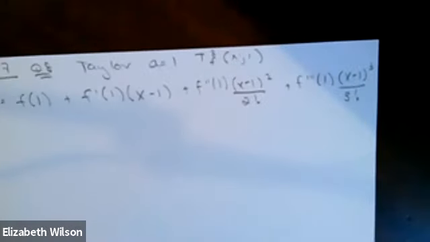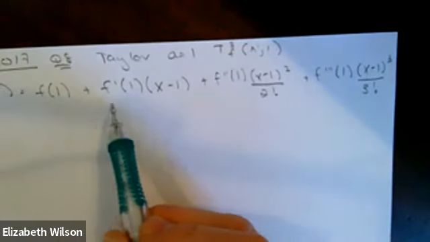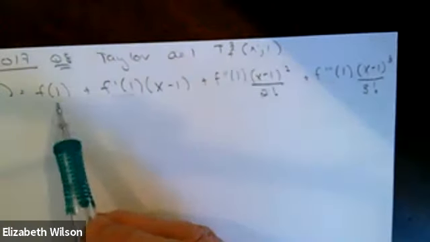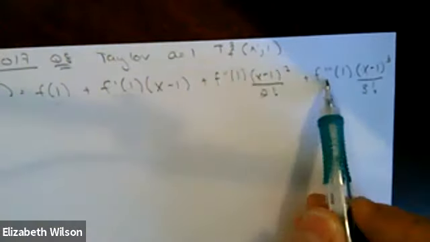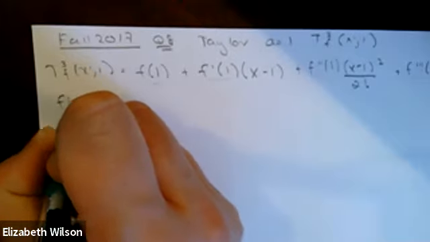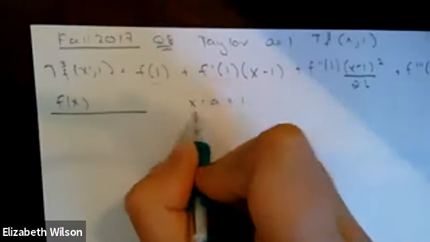Okay, so this is our general form for our Taylor polynomial, right? And we're going to be looking for these coefficients here. Function f prime, f double prime, f triple prime, all of it evaluated at x equals 1. Okay, so let's set up our table for this. So this is my function. I'm going to say x is equal to a, which is equal to 1.